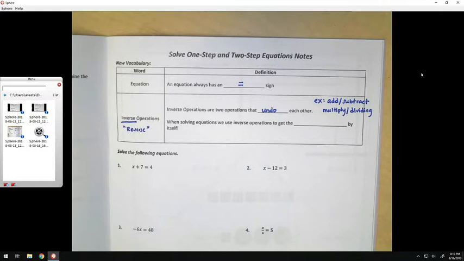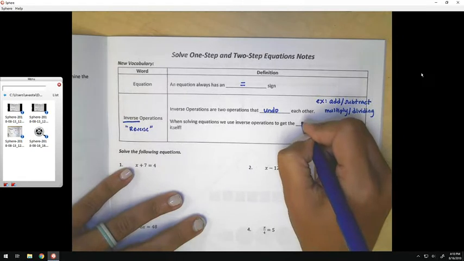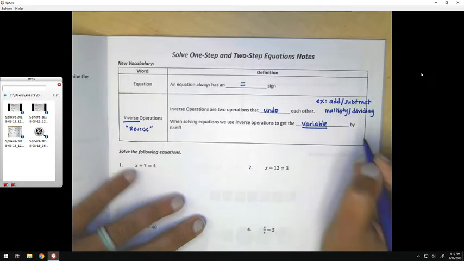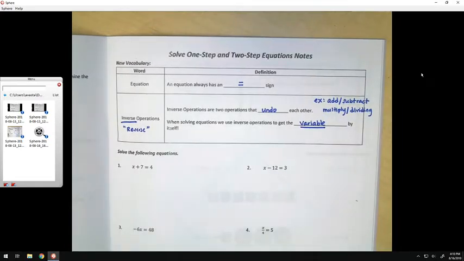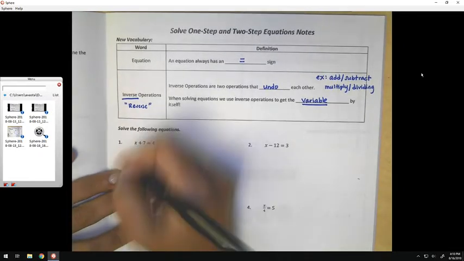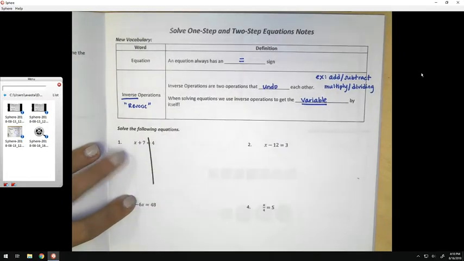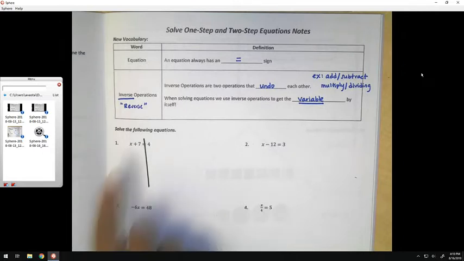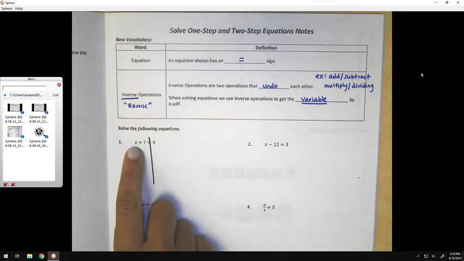They undo each other. When we are solving equations, we use inverse operations to get the variable by itself. It's very important that at the end of the problem, you want the variable to be isolated or alone. Now, some of you may have seen solving equations before. One thing that I would highly recommend as a structure to help us solve equations is something that I call the T-chart method. So the first thing you're going to do is draw a line through your equals sign. Now, our goal here is going to be to get the x that is on the left side of this equation by itself.